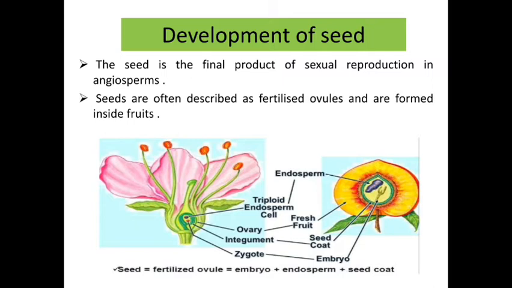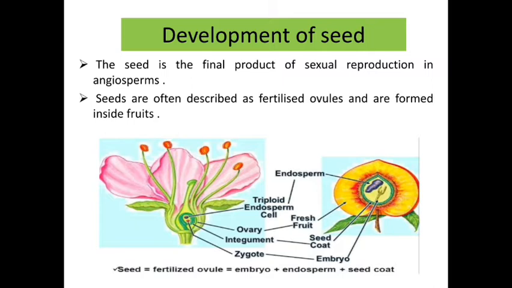Now seed is fertilized ovule. And what is a fertilized ovule? Embryo plus endosperm plus seed coat. So we can say what is seed? Embryo plus endosperm plus seed coat. So these three together are known as seed.